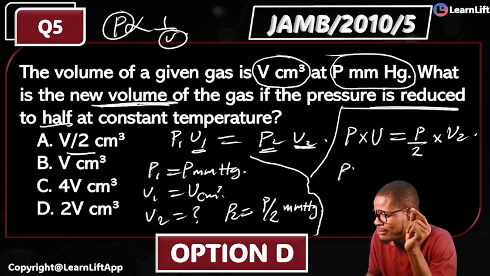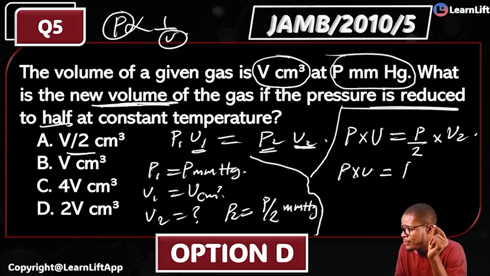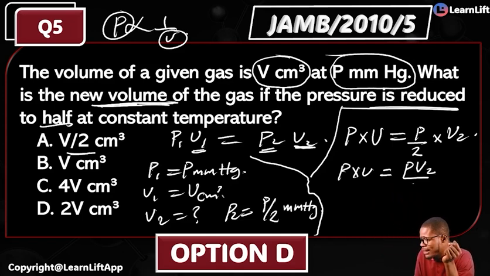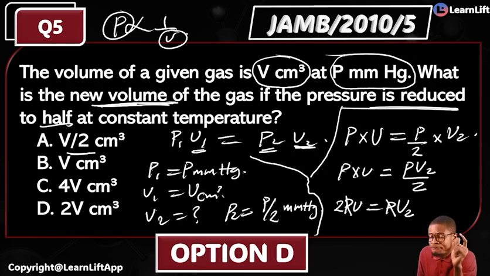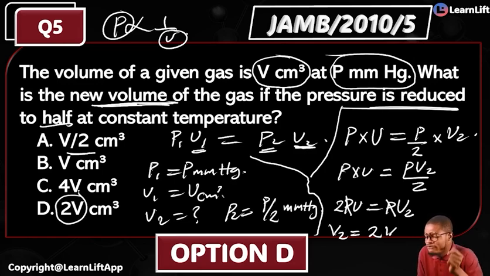So now, my P times V is equal to, multiply this here: P V2, divided by 2. So cross multiply. That means 2PV is equal to PV2. Can P cancel this P here? Yes. If P cancels P, what's your V2? Your V2 is going to give you 2V cm cube. Easy and direct.